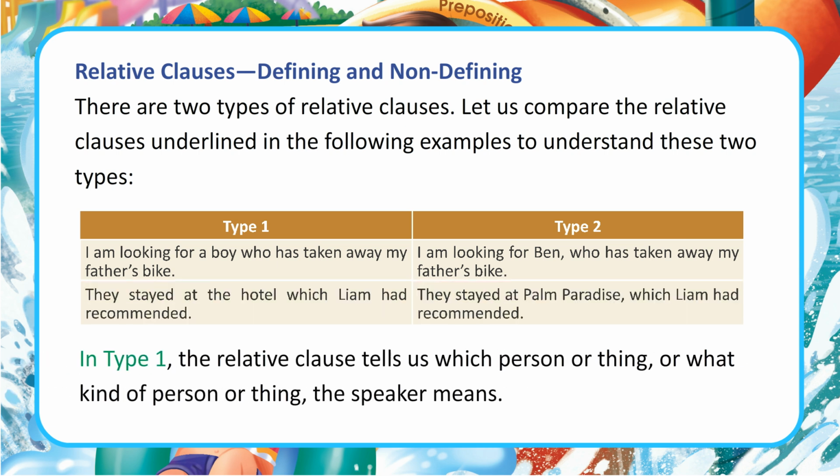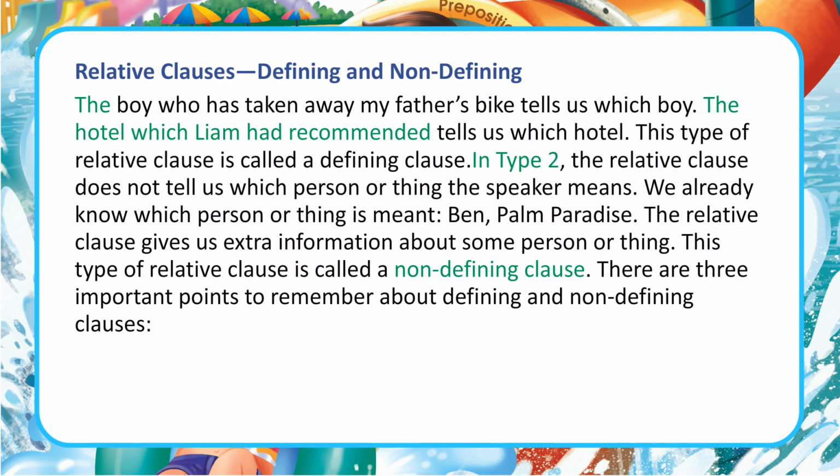In type 1, the relative clause tells us which person or thing, or what kind of person or thing, the speaker means. The boy who has taken away my father's bike tells us which boy. The hotel which Liam had recommended tells us which hotel. This type of relative clause is called a defining clause. In type 2, the relative clause does not tell us which person or thing the speaker means. We already know which person or thing is meant: Ben, Palm Paradise. The relative clause gives us extra information about some person or thing. This type of relative clause is called a non-defining clause.